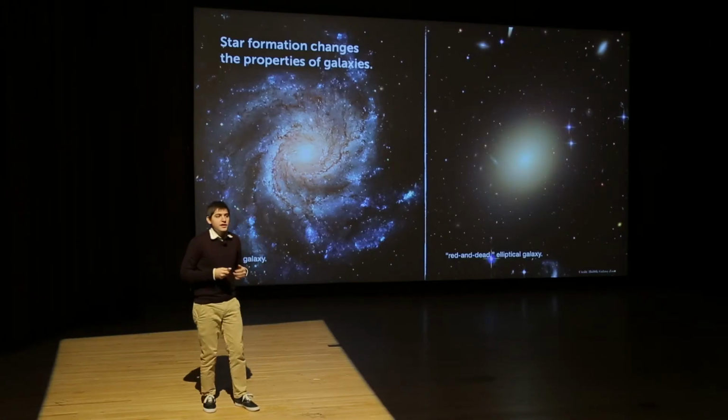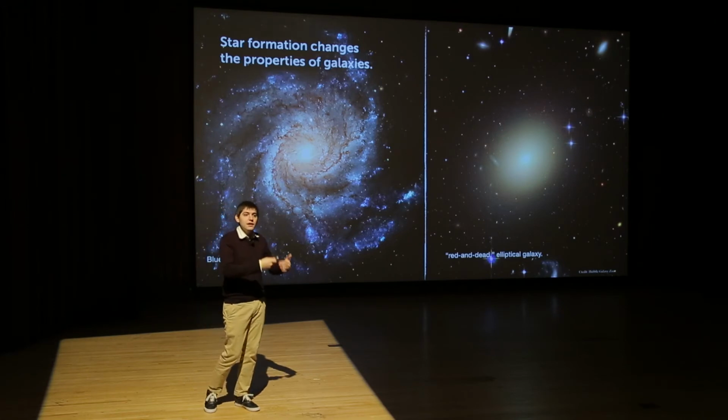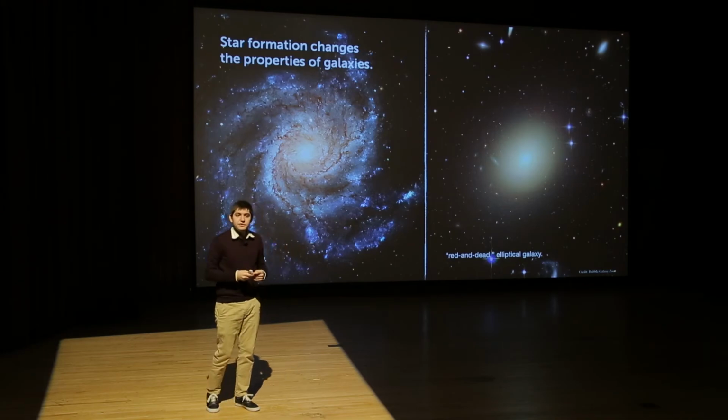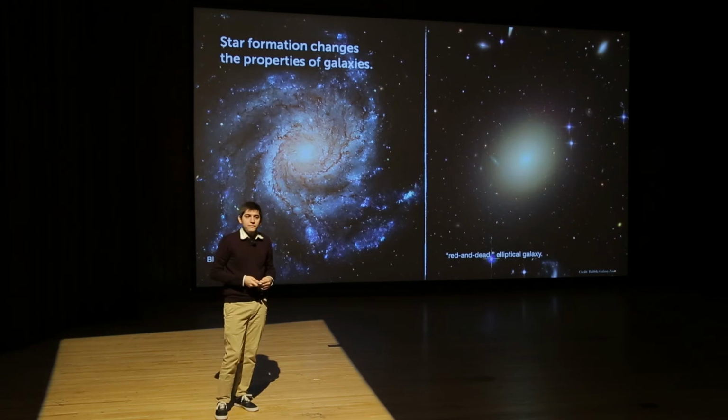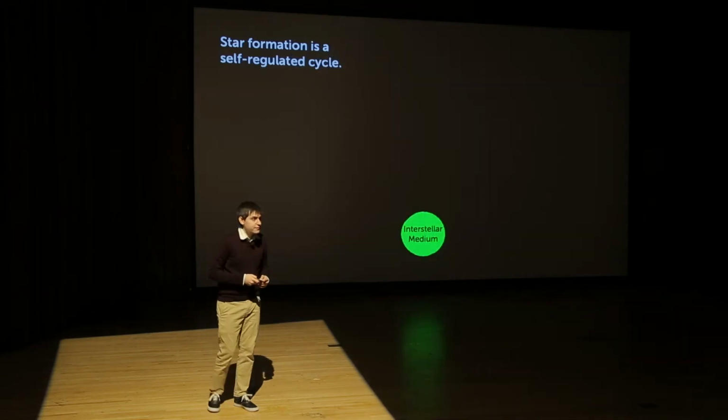So we want to be able to understand, why is this the case? What happened to the gas to make this so-called red and dead elliptical galaxy? Was it just all converted into stars, or could something else have happened? To answer that question, we run these sorts of simulations, and we get a picture of what star formation looks like. Let me draw that picture for you.